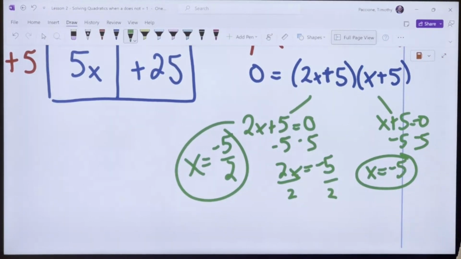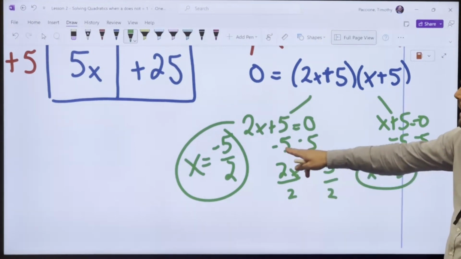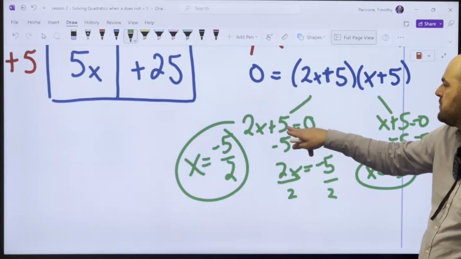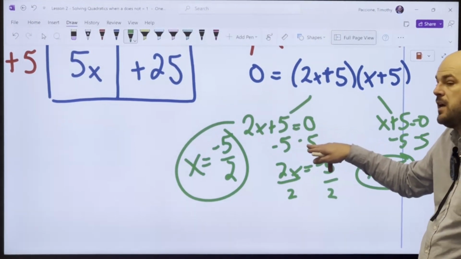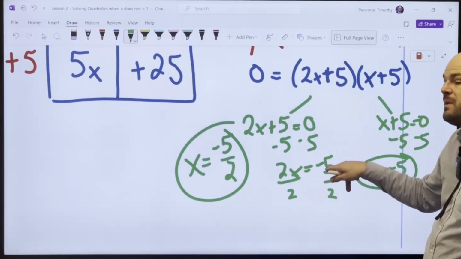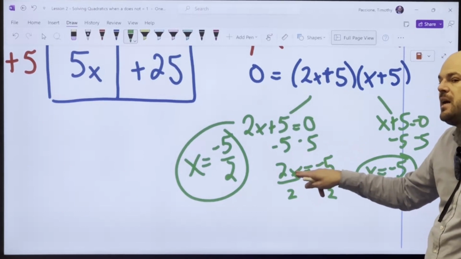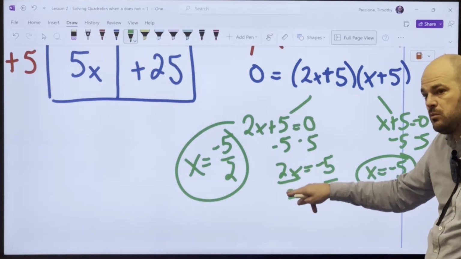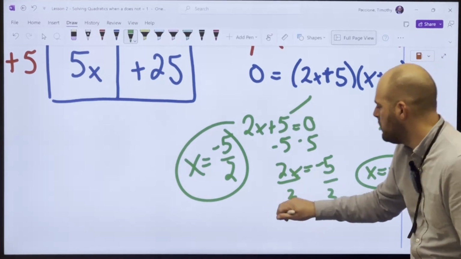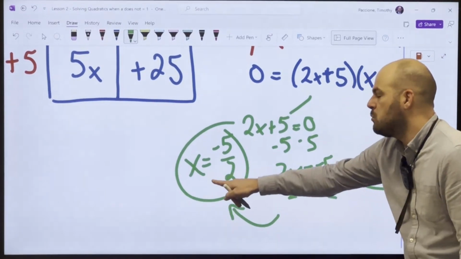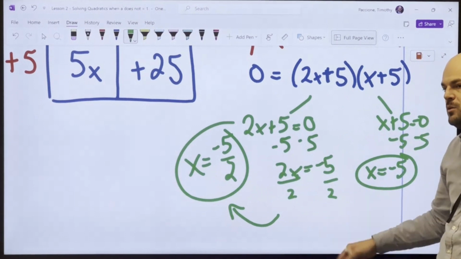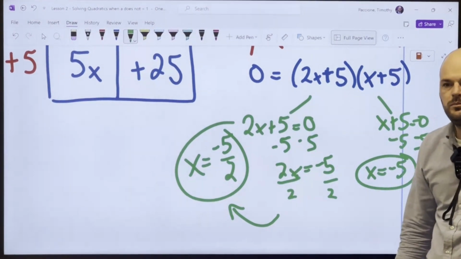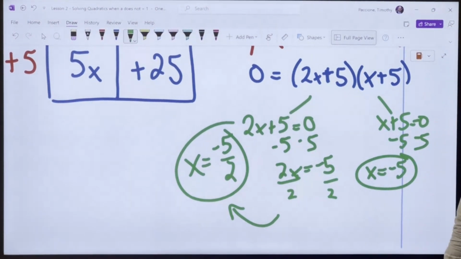Yeah? Why do you divide by 2? Because when I minus 5 from both sides, if I have 2x plus 5 equals 0, I end up with 2x equals minus 5. I want x by itself. So I got to divide by 2, and I get x on one side, and then minus 5 divided by 2 on the other side, or minus 2.5. Okay? All right.